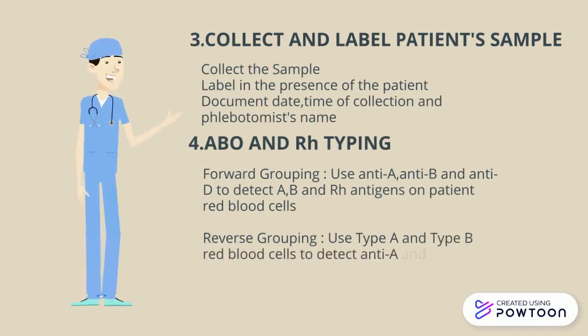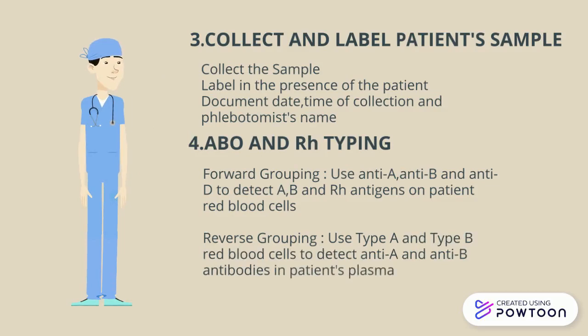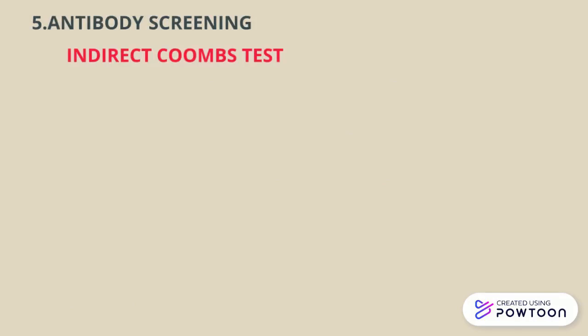The fourth step is to check for ABO and Rh typing. Here we use forward grouping. We use anti-A, anti-B, and anti-D to detect A, B, and Rh antigens on the patient's red blood cells. And we use reverse grouping, using type A and type B red blood cells to detect anti-A and anti-B antibodies in the patient. The fifth step is antibody screening.